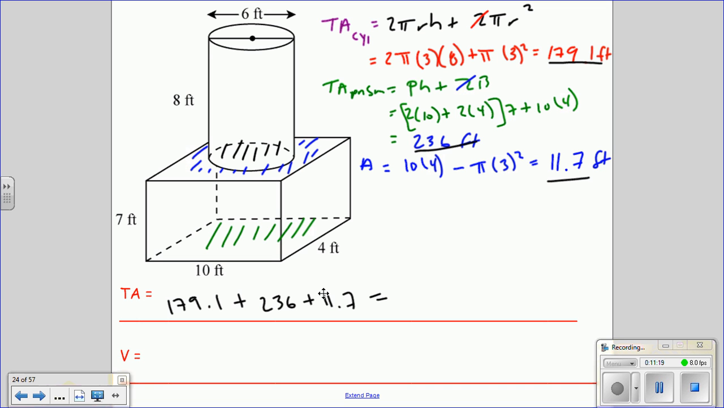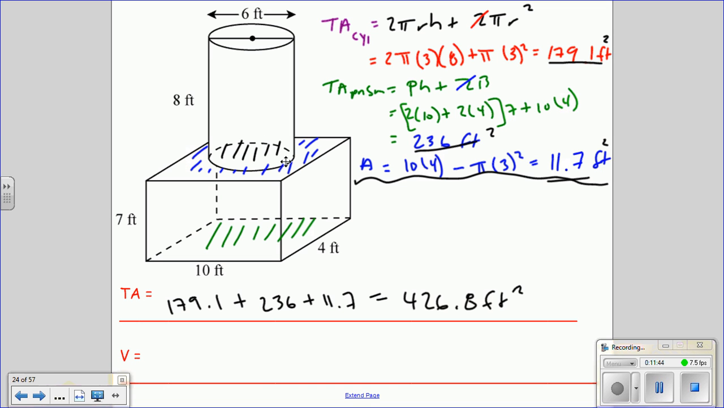And the total area would be 426.8 feet squared. Sorry, all of these areas should have feet squared on them. Now the volume we would find in the same manner. Find the volume of each piece individually and then add them together.